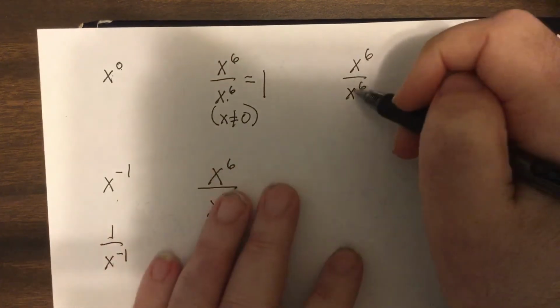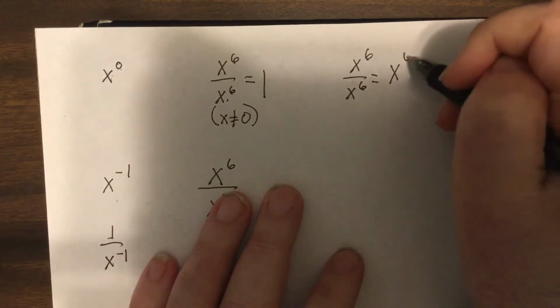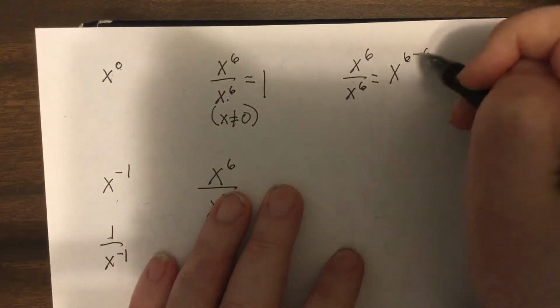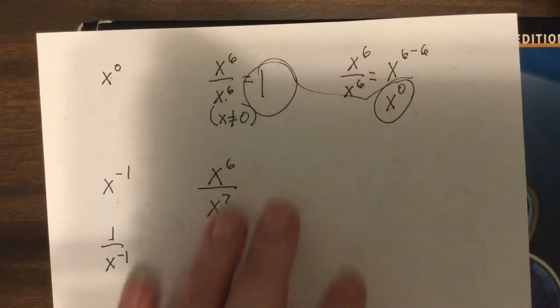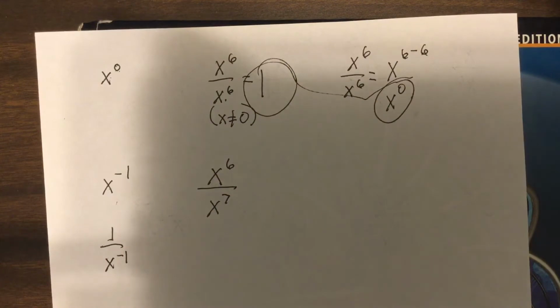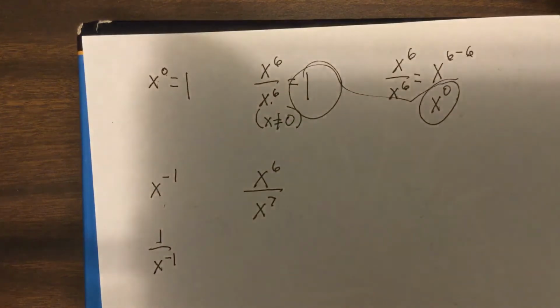But another way to do it is to say, hey, wait a minute. When you divide 2 things with the same base, you subtract the powers. 6 minus 6 is 0. These 2 have to be the same because I used legitimate methods to simplify the problem. So therefore, anything to the 0 power is the number 1.